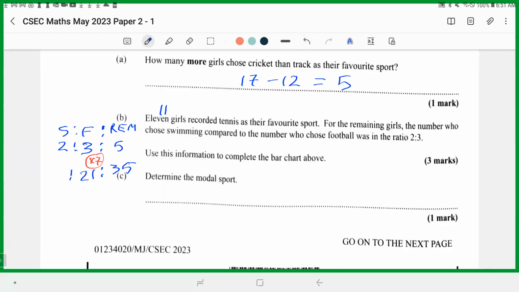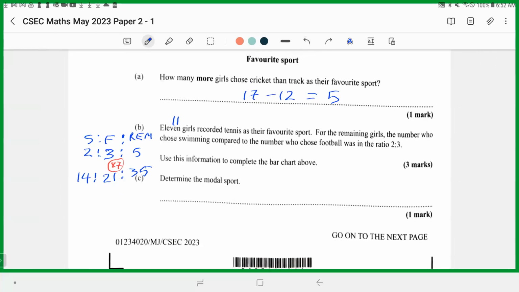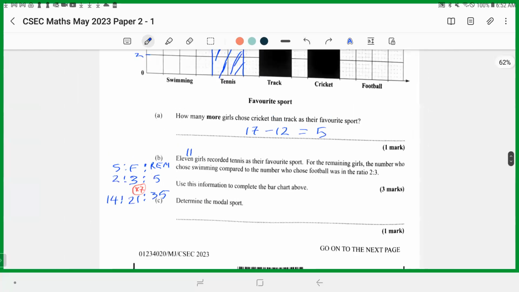When I multiply this by the 7, I'm going to get 14. You see that when you add the 14 and the 21, they add to 35. So it means that the number for swimming is 14 and the number for football is 21. Simple like that. So I can go and put them on the bar chart. 14 for swimming, 21 for football.